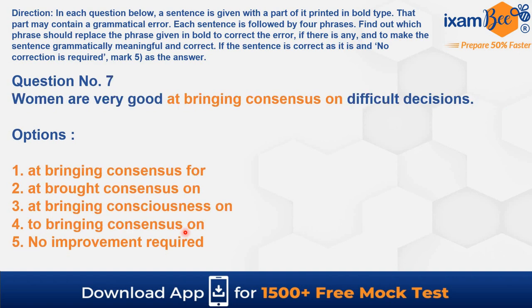Next question. Women are very good. Good at what? Good at bringing consensus on difficult decisions. See how I'm asking the question like, women are very good. Good at what? We generally ask that. I'm good at painting. I'm good at swimming. I'm good at whatever, right? So women are good at what? At, right? Now it should be followed by a gerund verb. So bringing is correct here. Bringing what? Consensus on difficult decisions.